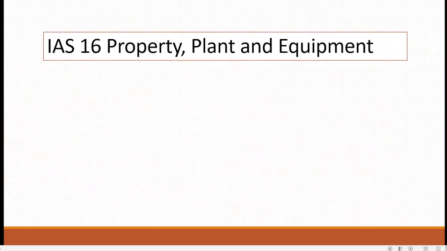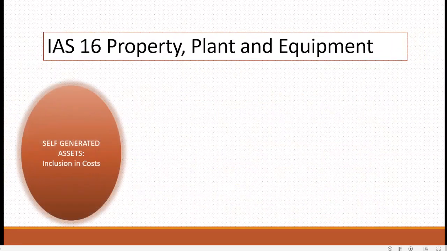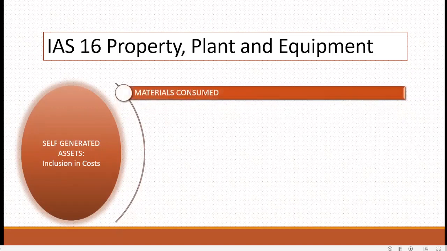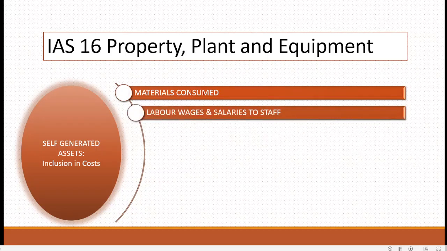Then there is another scenario: self-generated assets. What costs are we going to include? These will be the materials that we consume in production of these assets. There could be labor, wages, and salaries to the staff, but only those directly used in the production. Not, say, the finance staff who go and purchase the material, purchasing staff who buy the material, or an accountant who records the asset cost. Those costs are not included.